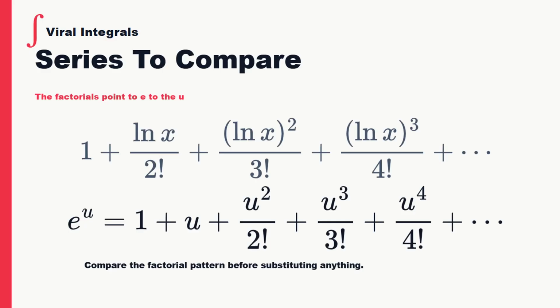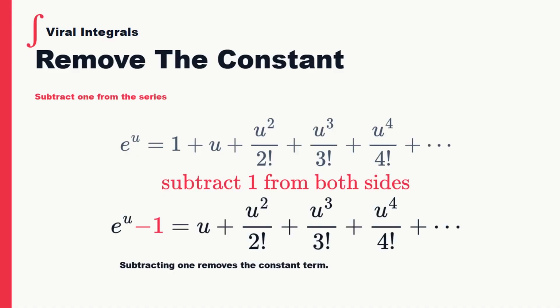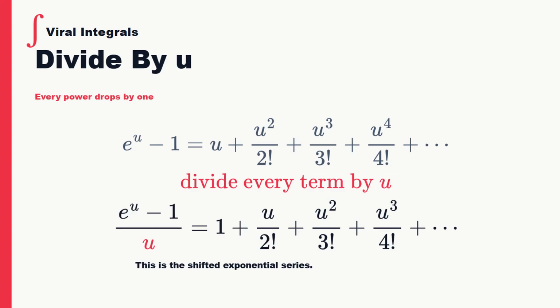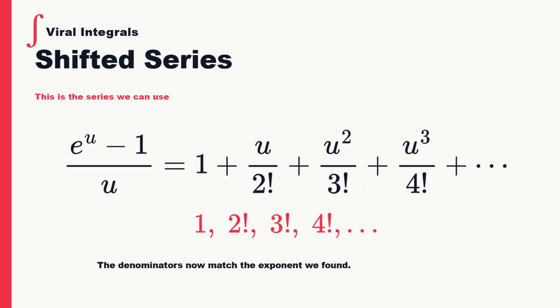The nearby known series is the exponential series. The target series starts with 1, then terms with factorials one step lower. First, remove the constant term from e to the u. Now divide by u. Each term loses 1 power of u, while the factorial denominator stays where it was. After subtracting 1 and dividing by u, the exponential series has exactly the same denominator shift.